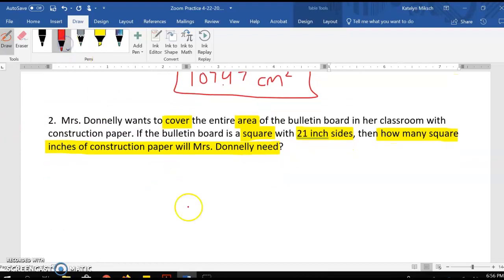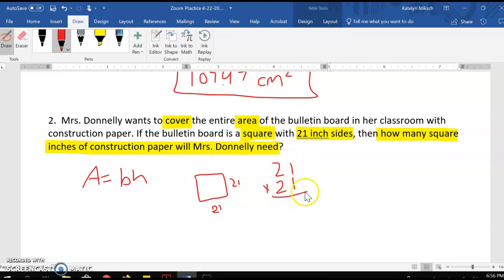Okay, so back to this problem. We want area. It's a square. We know area is base times height. And if we think about a square, all of the sides are the same. So whatever the base is, the height is going to be the same. And we've been told that it's 21 inches. So all we have to do is multiply 21 times 21.